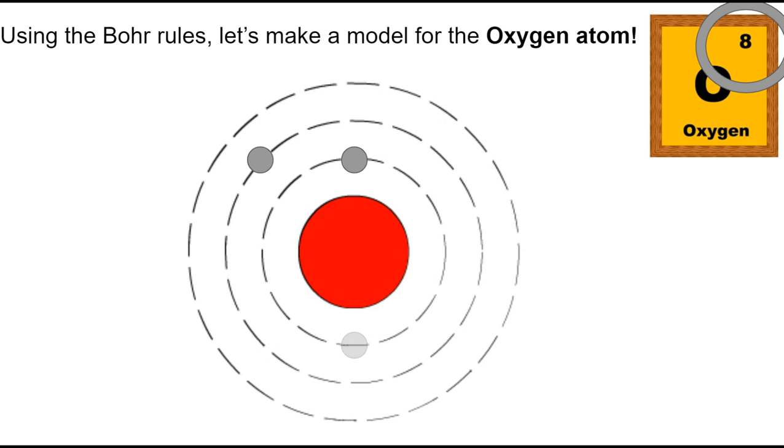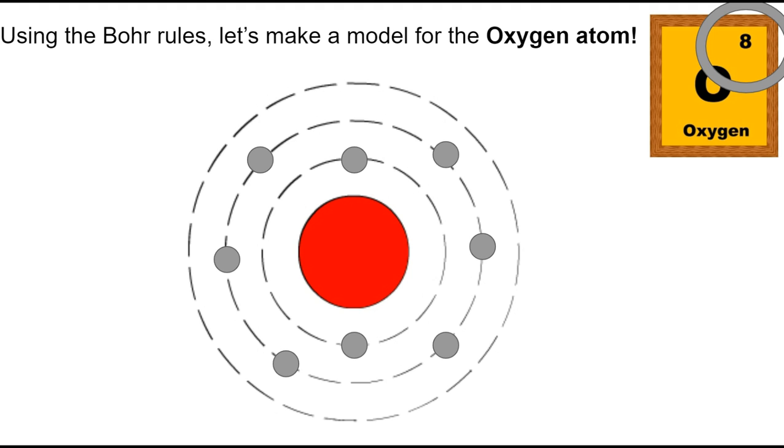1, 2 in the first level, 3, 4, 5, 6, 7, 8. Now we have 8 electrons total, 2 in the innermost level and 6 in the next level out, making a grand total of 8 following the rules. Now that we've tried one together, make sure you followed along on your paper.